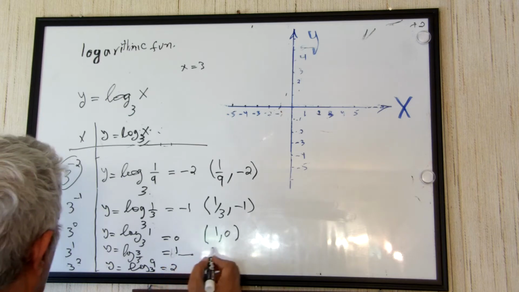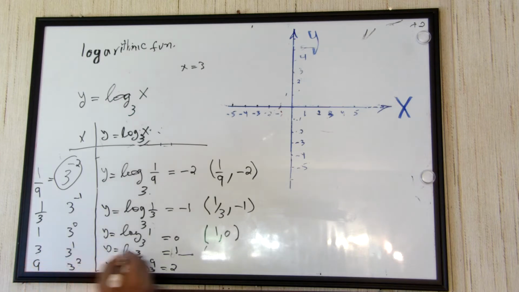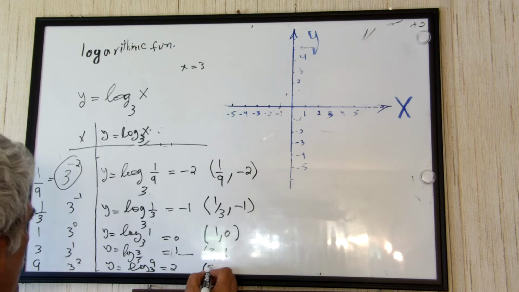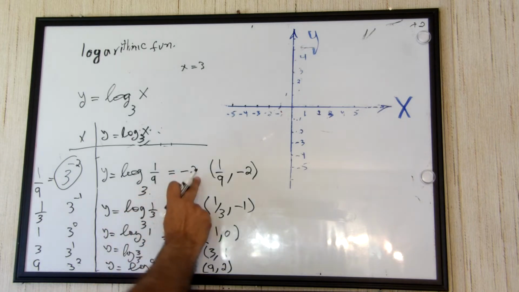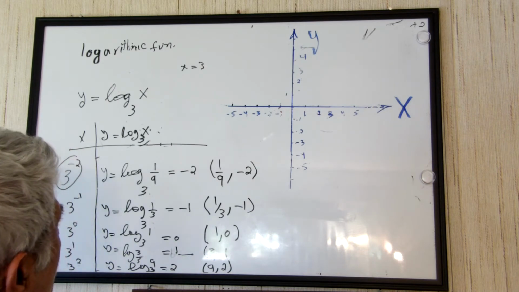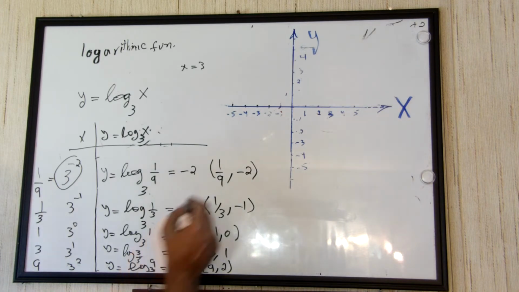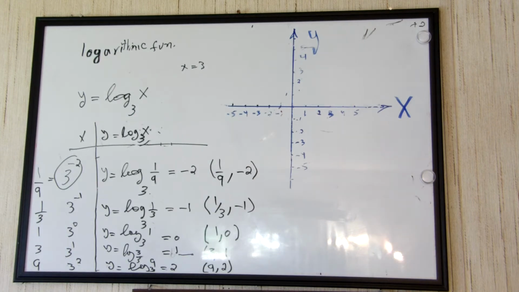And for this one, if x is 3, y is 1. And the last point is 9, 2. See, the point has got to have x and y. Any point, if somebody just gives you the x coordinate and doesn't give you the y coordinate, you cannot make a point. You cannot draw a point or locate a point. So let's locate these points.